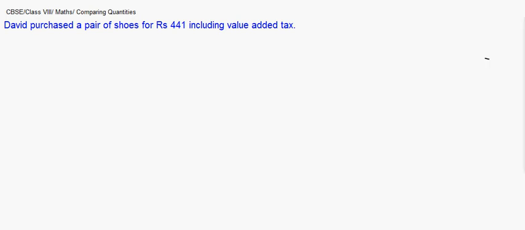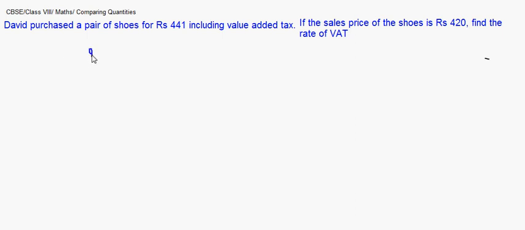Next it informs us that if the sales price of the shoes is ₹420, find the rate of value added tax, that is, the rate of VAT. So let us see what is the increased cost of the shoes. The increased cost is 441 minus 420. So it is 21, right?